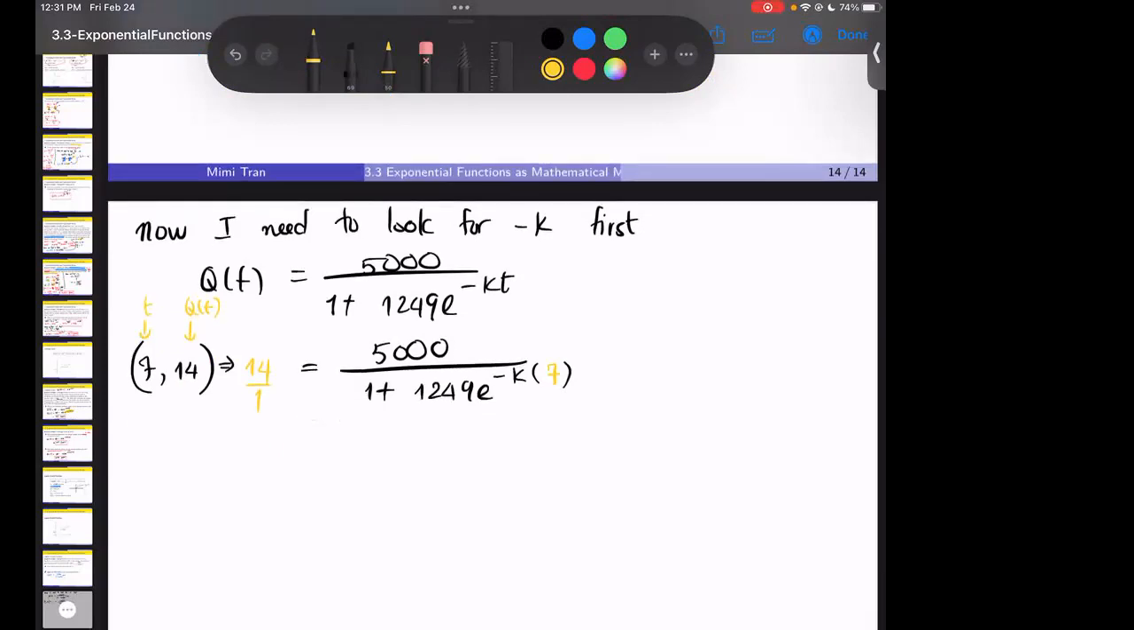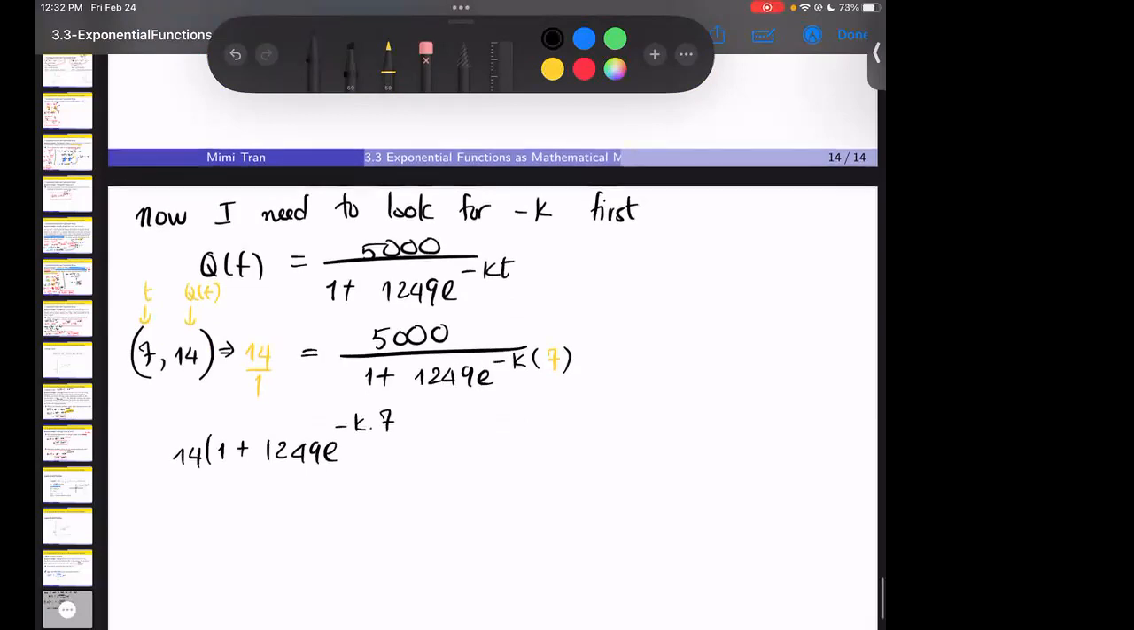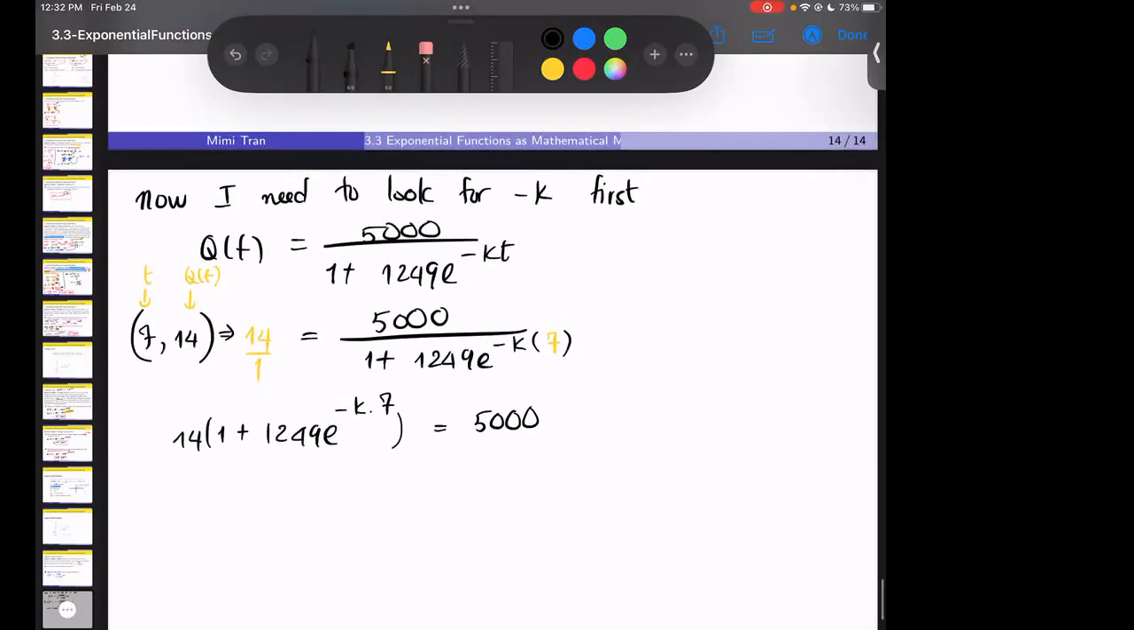It just looks easier. So 14 times 1 plus 1,249 e to the negative K times 7. Keep the negative K separately. Equal 5,000. So far, so good. Negative K times 7. Yeah.